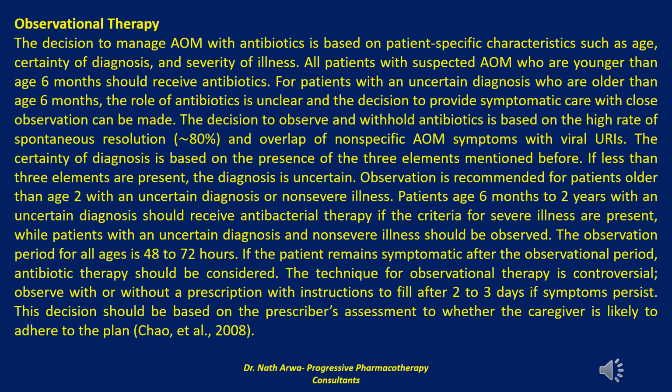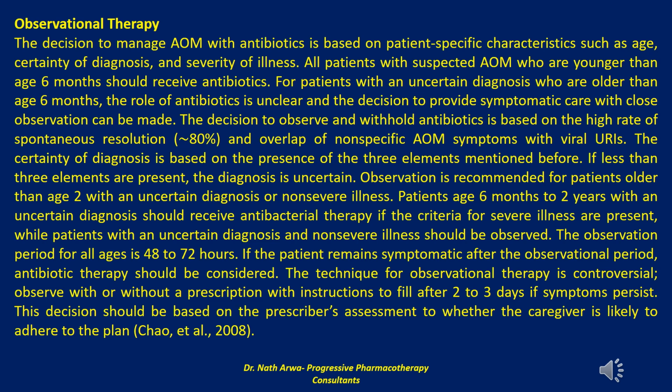The decision to manage acute otitis media with antibiotics is based on patient-specific characteristics such as age, certainty of diagnosis, and severity of illness. All patients with suspected acute otitis media who are younger than age 6 months should receive antibiotics. For patients with an uncertain diagnosis who are older than age 6 months, the role of antibiotics is unclear and the decision to provide symptomatic care with close observation can be made.